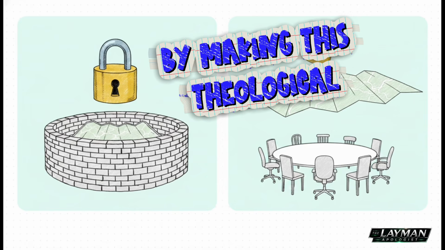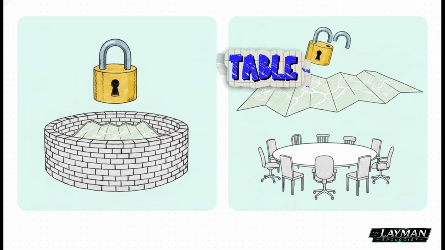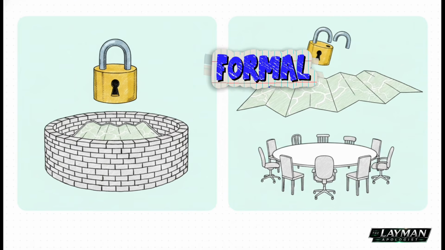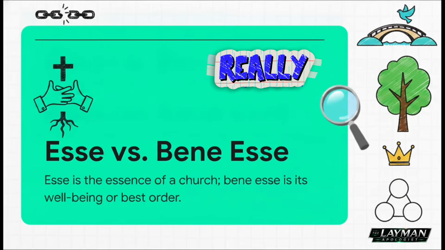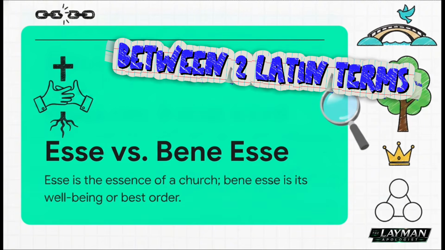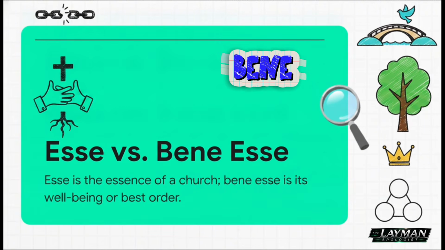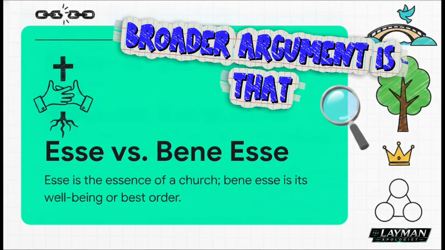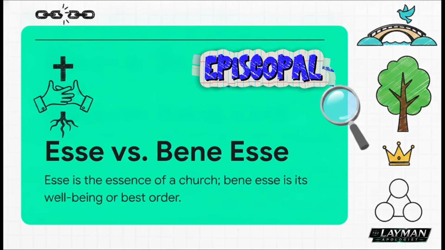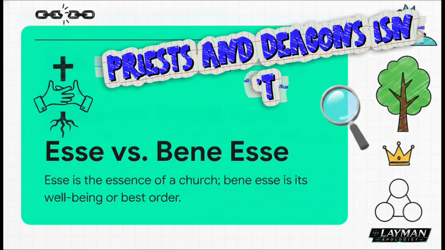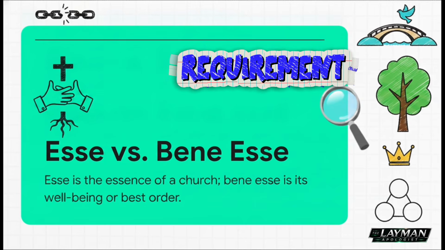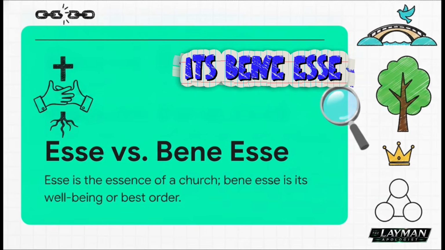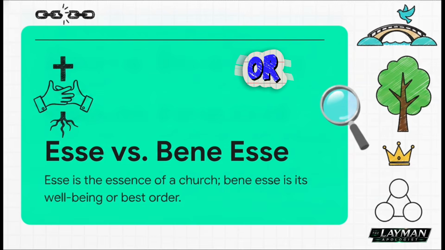By making this theological adjustment, it does pull out a chair at the table for Lutherans, for Presbyterians, and other historic traditions that lack a formal bishop structure but absolutely maintain sacramental continuity. Now, what's really interesting about this is the crucial distinction between 2 Latin terms, esse and bene esse. The modern broader argument is that the traditional threefold episcopal ministry of bishops, priests, and deacons isn't part of the church's esse, meaning its very essence or absolute requirement to exist. Rather, it belongs to its bene esse, which is its well-being or its ideal health.